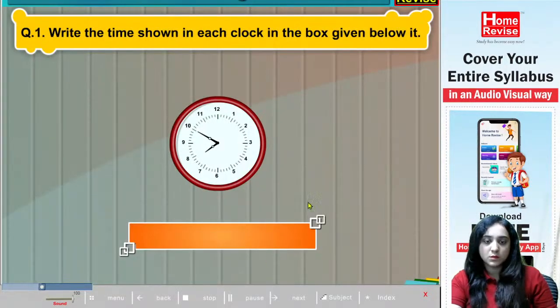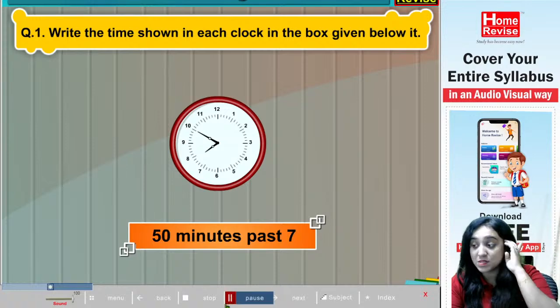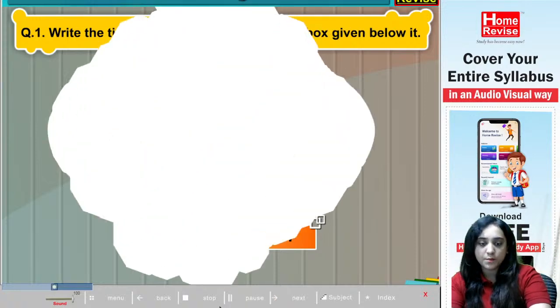2. Time shown in this clock. 50 minutes past 7. I want everyone to tell me what are the times being shown in these clocks, okay?